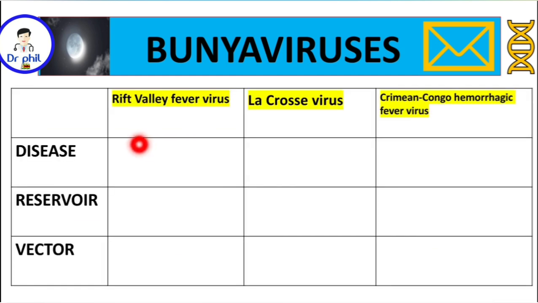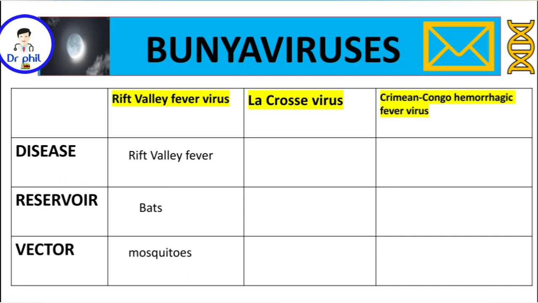And they include Rift Valley fever virus, Crosse virus, and Crimean-Congo hemorrhagic fever virus, right? So here I have the disease, reservoir, and vector, right? So let's start with the first one, the Rift Valley fever virus, right? So the disease caused by this virus is called Rift Valley fever, right? And the reservoirs are primarily birds, and vectors are mosquitoes, particularly the Aedes species, right?